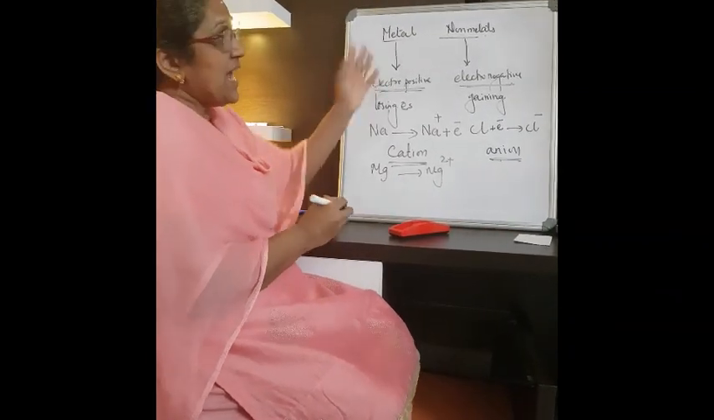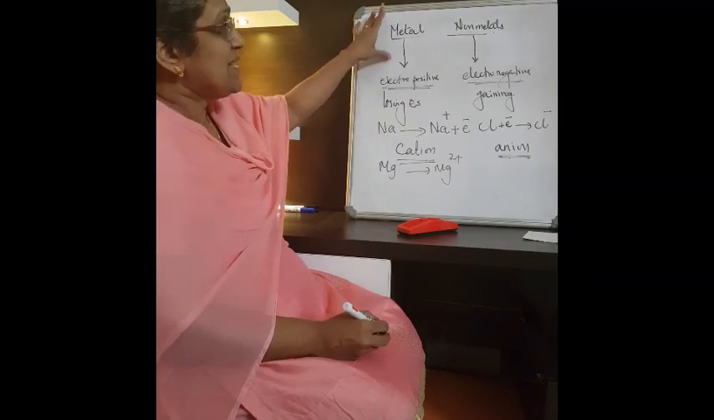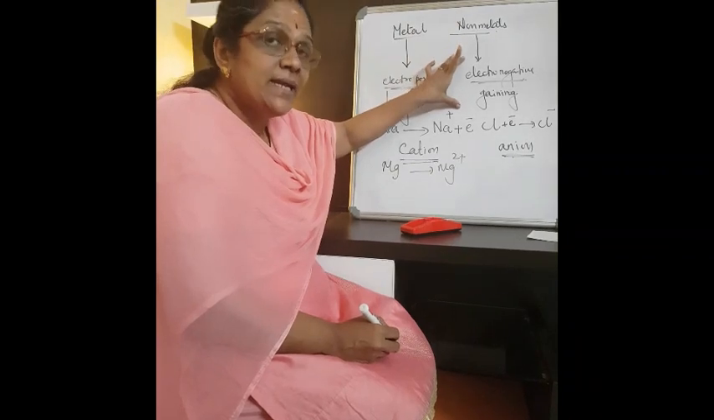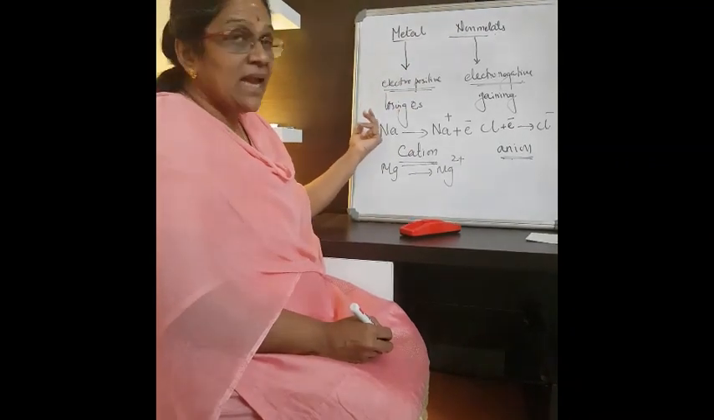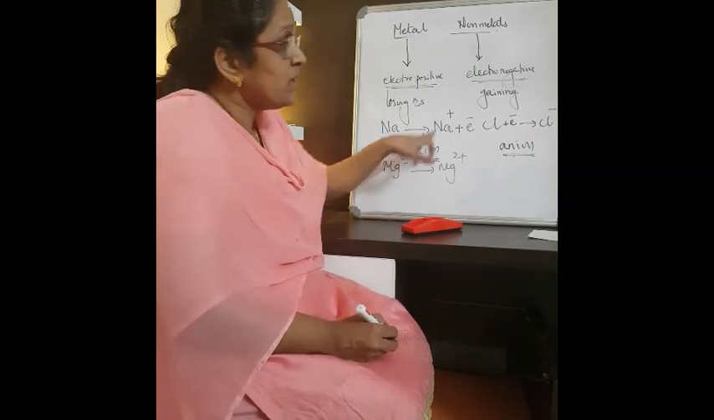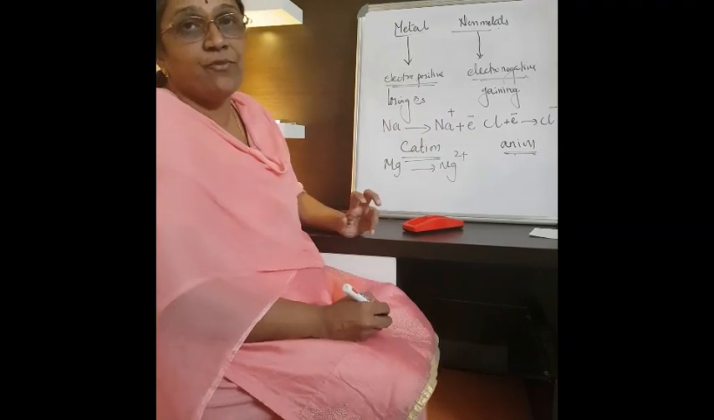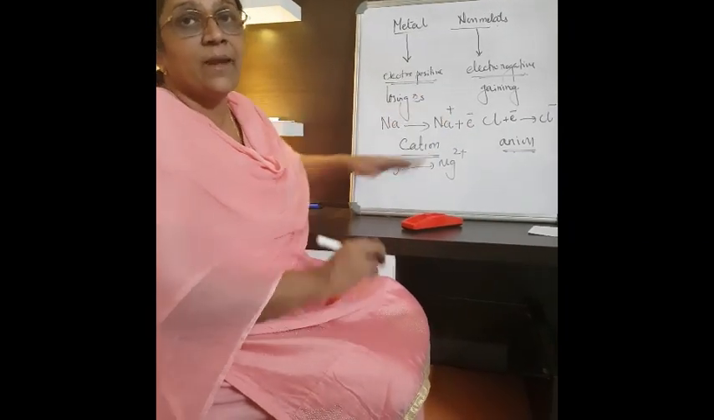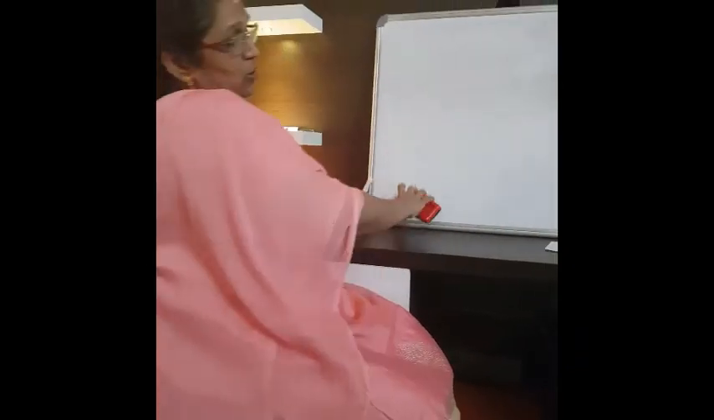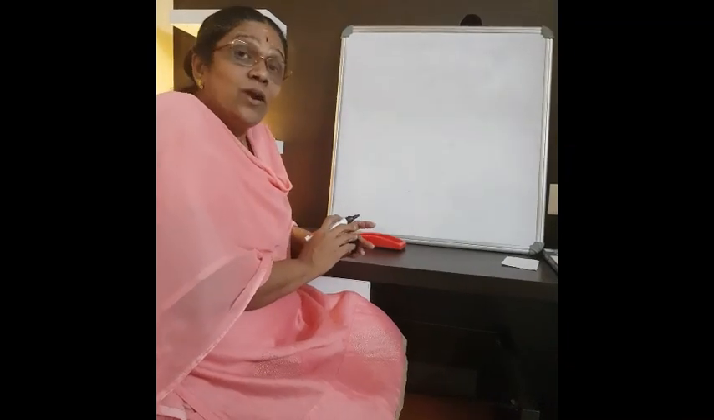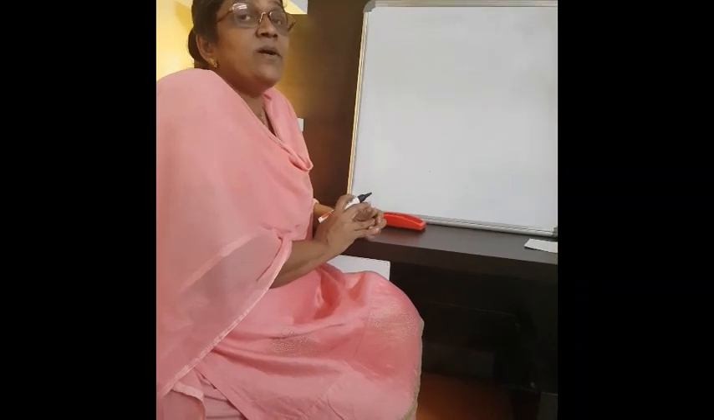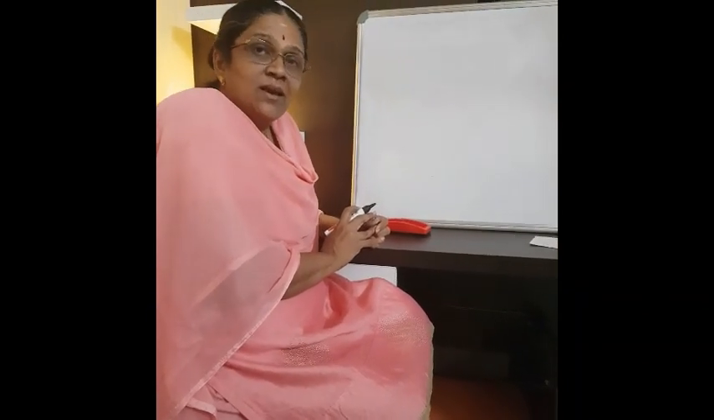So, before going into the reaction, you have to know that the metallic character is electropositive in nature, whereas non-metals are electronegative in nature, which means electron gaining. So, losing electrons forms a cation, gaining electrons forms an anion. Is it clear? Okay. Now, we will see the reaction between a metal and a non-metal. Normally, ionic formation takes place between a metal and a non-metal.